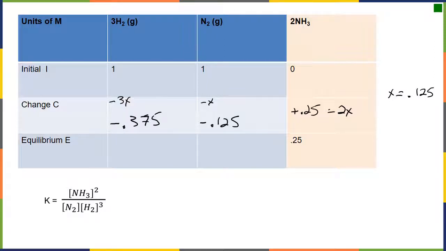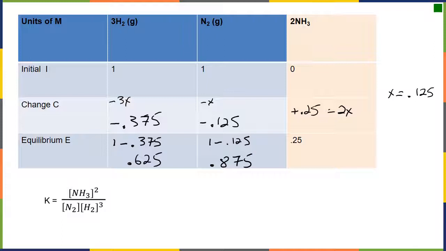And when we get to our equilibrium, we're going to take initial, which will be 1, and apply the change. So if there's a negative sign here, we're just going to keep it and write it down. So it's going to be 1 minus 0.375, and at equilibrium, we're going to get 0.625. For nitrogen, this is going to be 1 minus 0.125, which gives us a value of 0.875, and we already know what ammonia is, and we know what our K is.